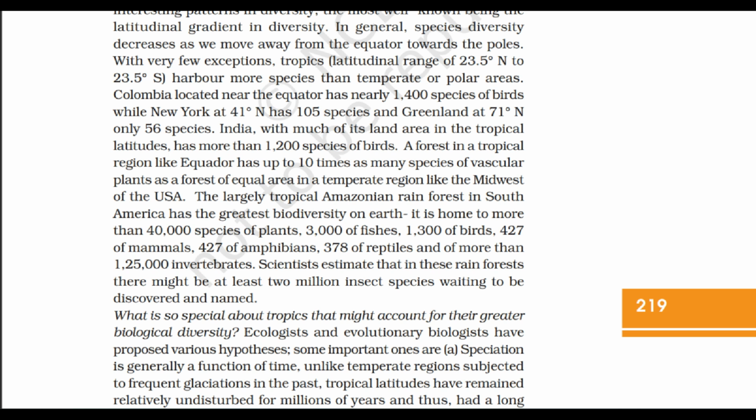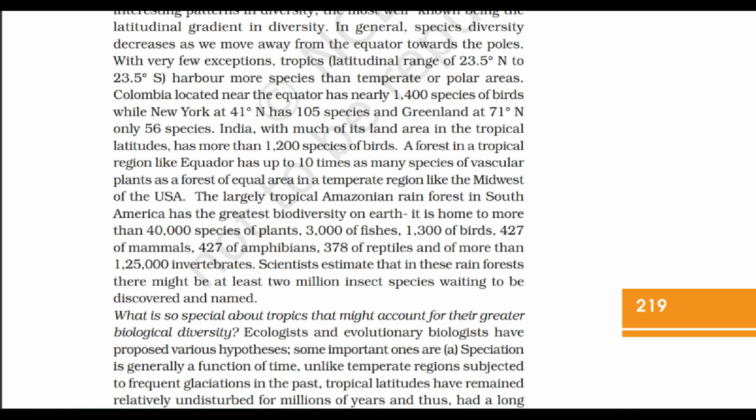The largely tropical Amazonian rainforest in South America has the greatest biodiversity on Earth. It is home to more than 40,000 species of plants, 3,000 of fishes, 1,300 of birds, 427 of mammals, 427 of amphibians, 378 of reptiles, and of more than 125,000 invertebrates. Scientists estimate that in these rainforests there might be at least 1 million insect species waiting to be discovered and named. What is so special about tropics that might account for their greater biological diversity?